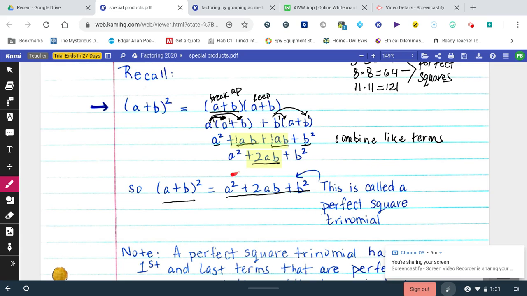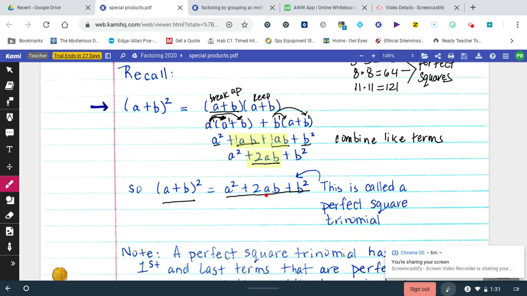So the very first term in this trinomial is a perfect square. The very last term in this trinomial is a perfect square. Now let's take a look at the middle term. It says 2AB. Well, 2 means twice, when it's mashed together like that. Twice the product of A and B. So if I can find A and B and then multiply them and then multiply that by 2, it should fit this perfect square trinomial.